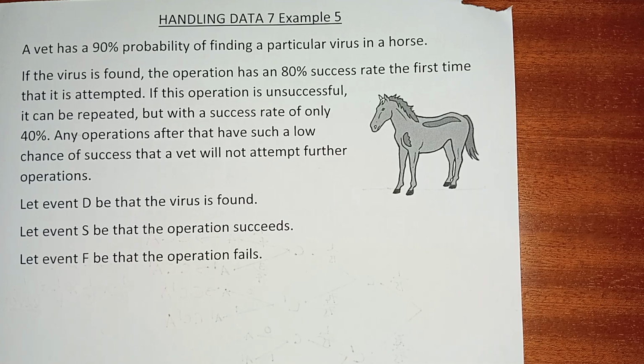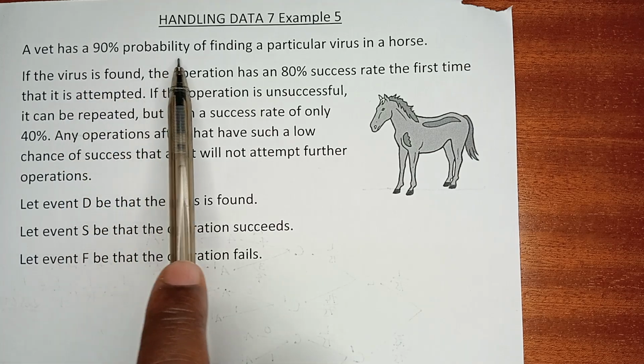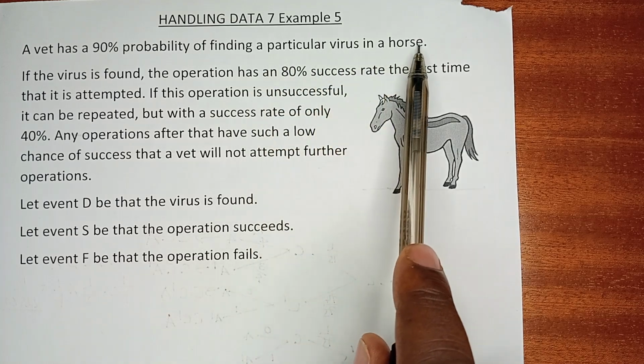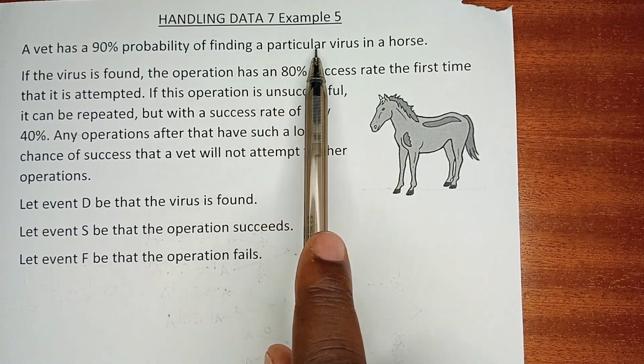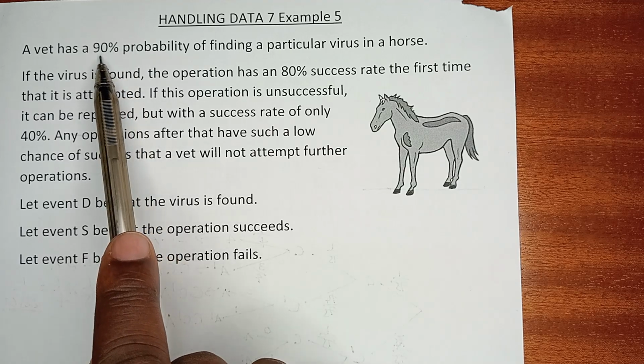And in this video, I want us to just focus on example 5 of handling data 7, which is actually the tail end of the probability as a topic. And we are being told that a vet has a 90% probability of finding a particular virus in a horse. Finding a particular virus in a horse is not automatic. It has its own probability, which is 90%.